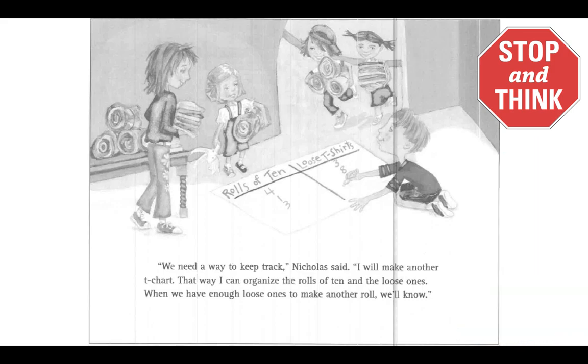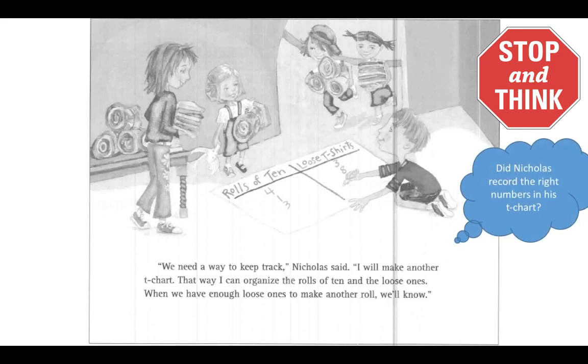Nicholas is trying to keep track of his loose and his rolls. And you're going to say, let's stop and think. Did Nicholas record the right numbers in his cheat chart? Here's what is really important about this.